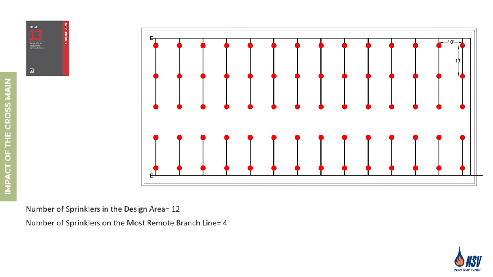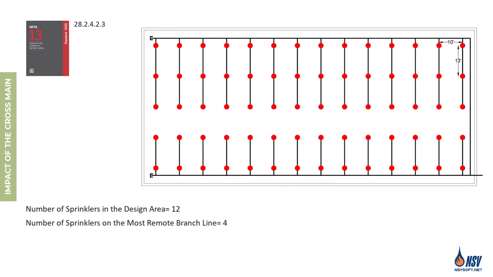Now let's assume the sprinklers are fed by 2 cross mains. As calculated earlier, we need to consider 4 sprinklers on the most remote branch line. The northern cross main supplies 3 sprinklers on each branch line, while the southern cross main supplies 2. This raises an important question. Can we include 1 sprinkler from the branch line fed by the southern cross main? The answer is no, we cannot.